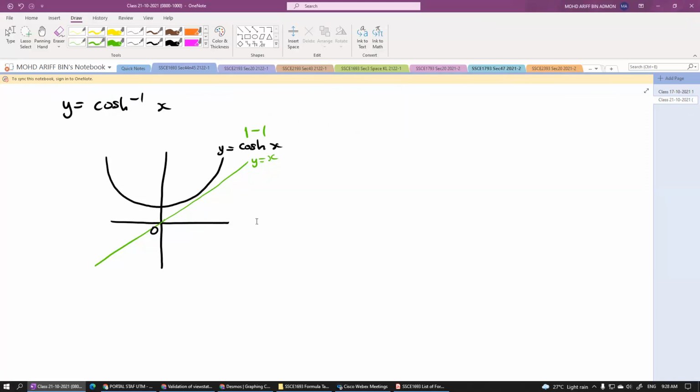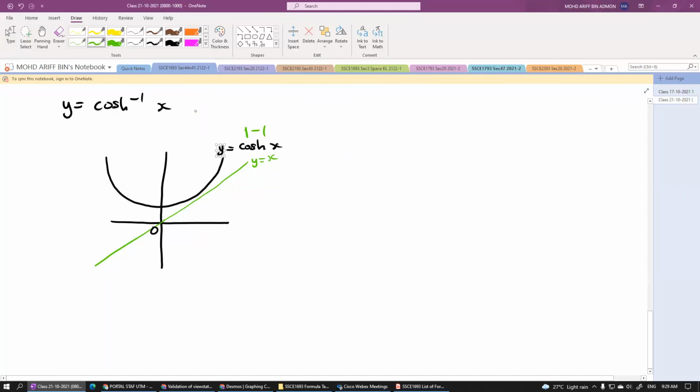Either you take the left hand side to make sure you are getting a one-to-one relation, or you take the right hand side to make sure you have a one-to-one relation representing your cosine hyperbolic. Either one. For this example, you may take the left hand side or the right hand side. At the end, you have a one-to-one relation.